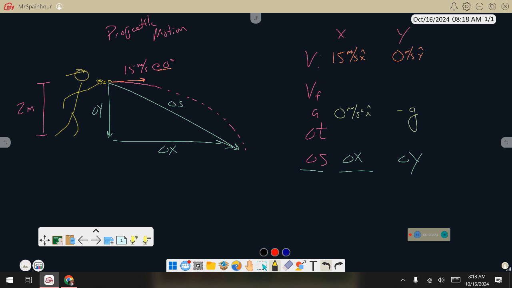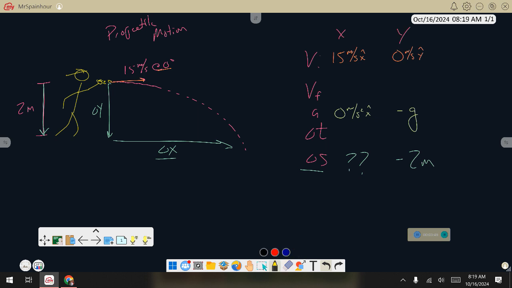And you'll notice that I said that this rock was thrown from a height of 2 meters. So this rock is going to have to go down 2 meters. So that means delta Y is negative 2 meters. The question in this particular problem is how far does the rock go along the ground? AKA it's asking for delta x. So this is what we are trying to find.